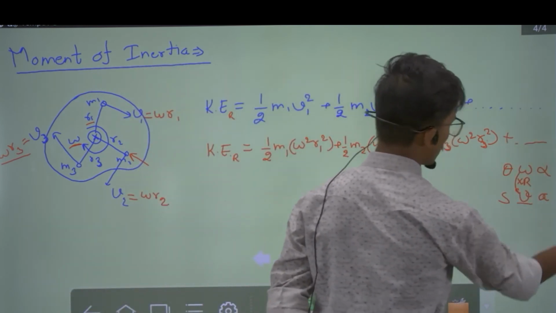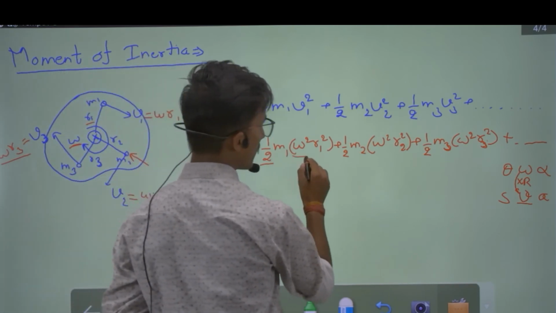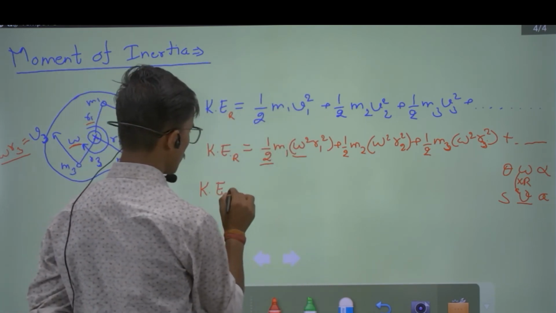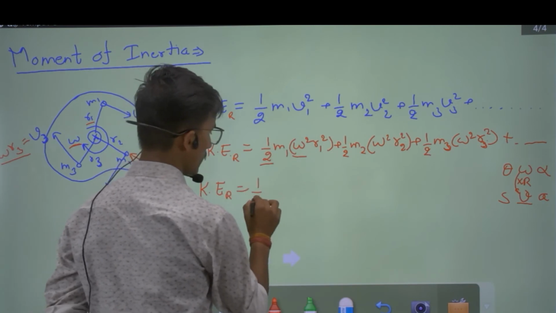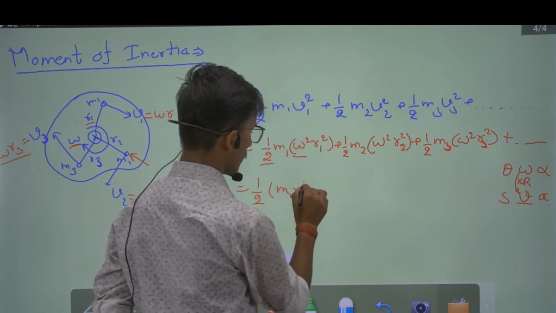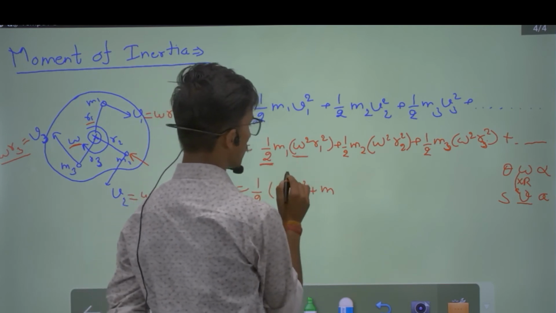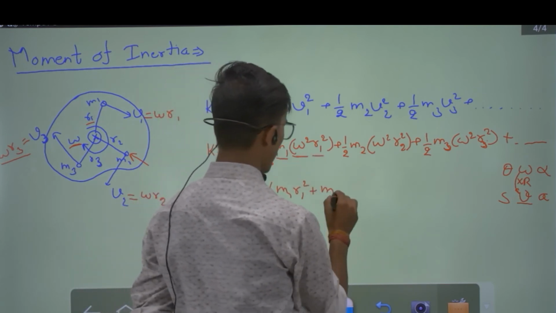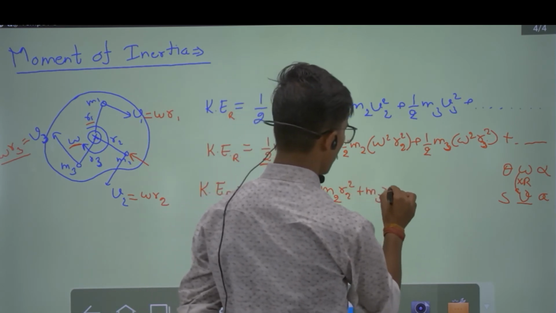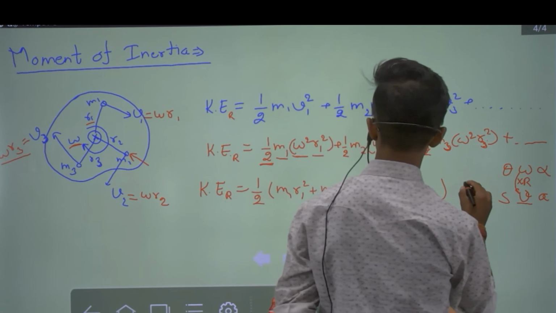There are many more masses there. So okay, now half omega square is common, then you will find kinetic energy is equal to half of m1 r1 square plus, since we have taken half and omega as common, the remaining will be m2 r2 whole square plus m3 r3 whole square plus and so on, right? And the remaining will be omega square.